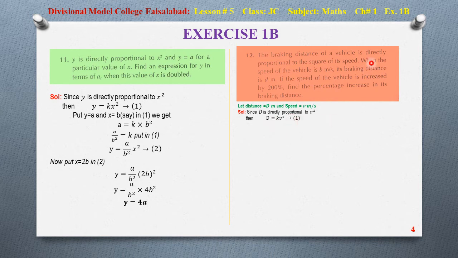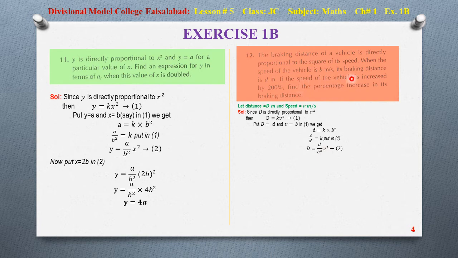Now it is given that when the speed of the vehicle is B, the braking distance is D. When speed is B, that is V is equal to B, capital D is equal to small d. We will put these values in equation number 1 to get the value of K. D is equal to K into B square and D over B square is equal to K. Put this value of K in equation number 1 to get the relation between D and B.